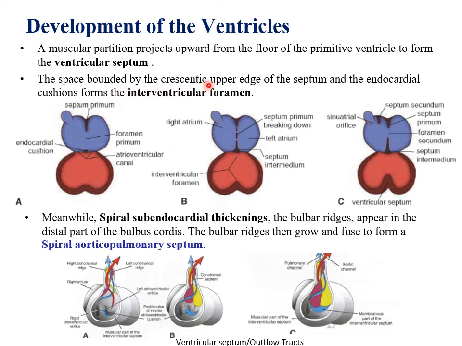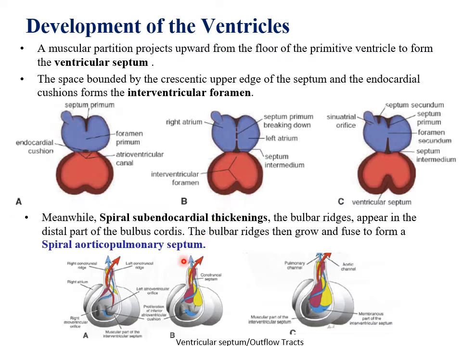The space bounded by the concave edge of the septum and the endocardial cushions forms the interventricular foramen, and this is the space between. This is the septum, and this is the big space we are calling the interventricular foramen.